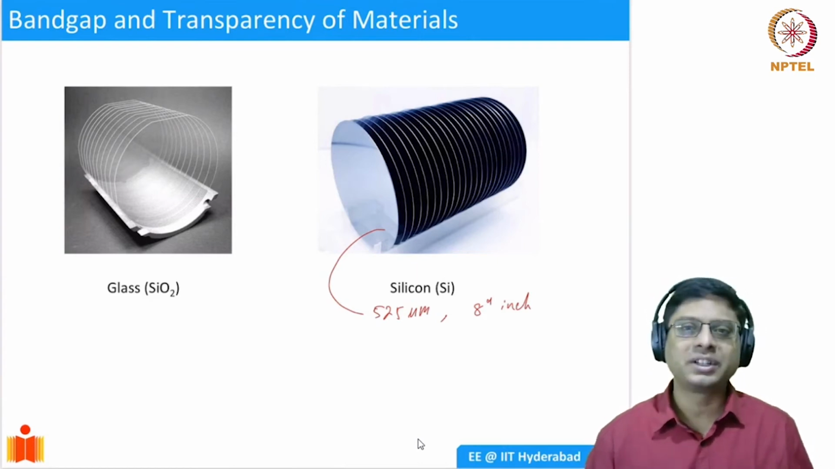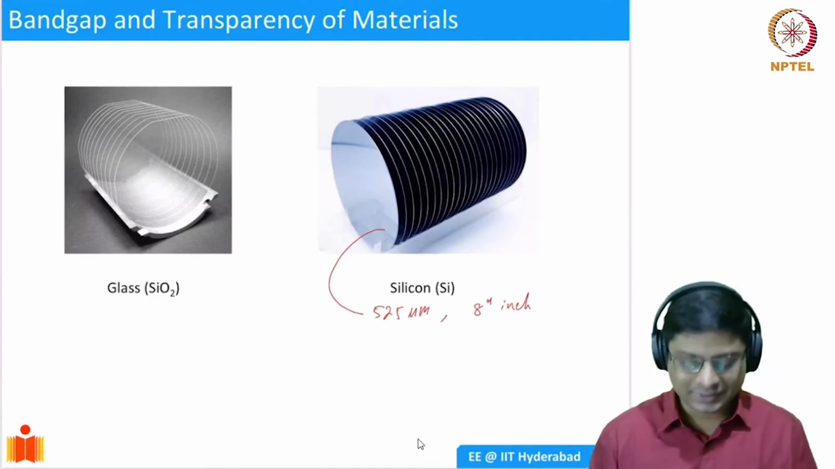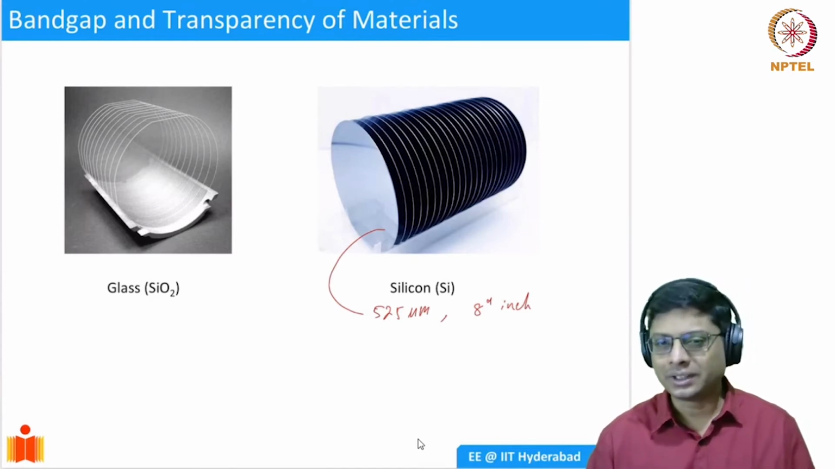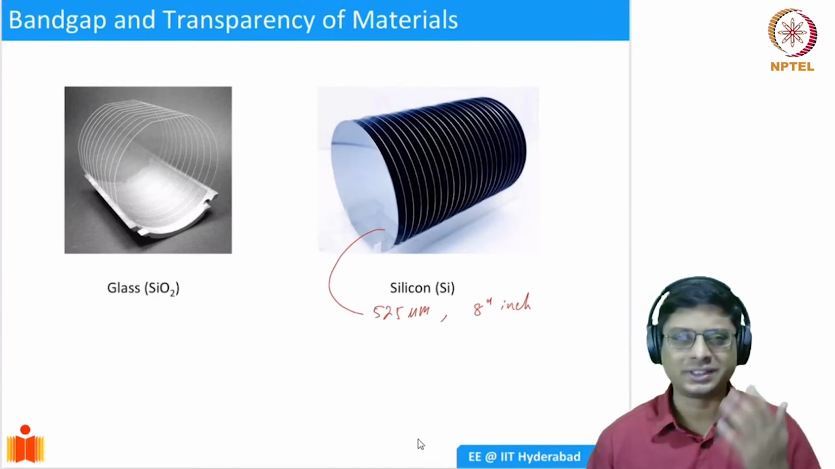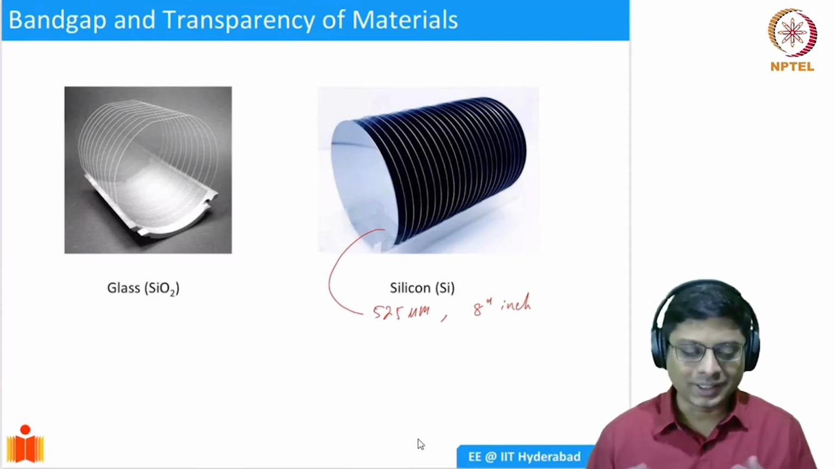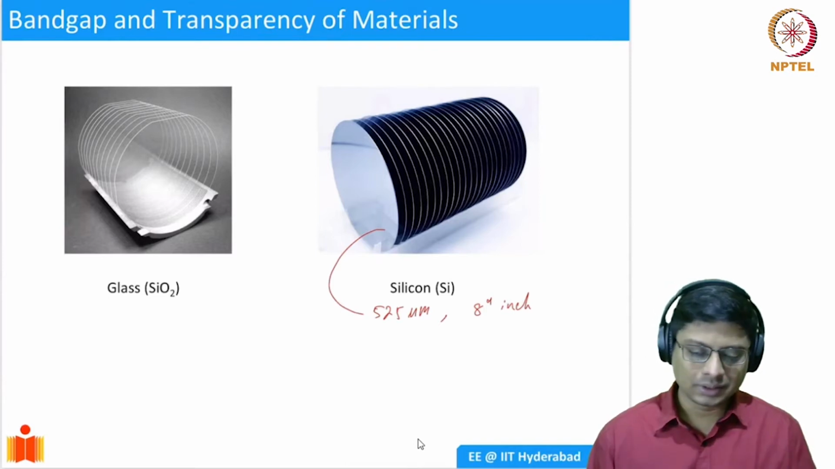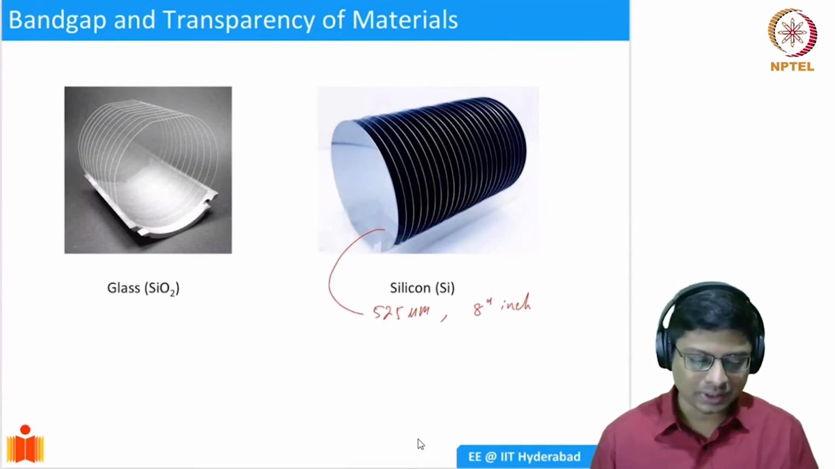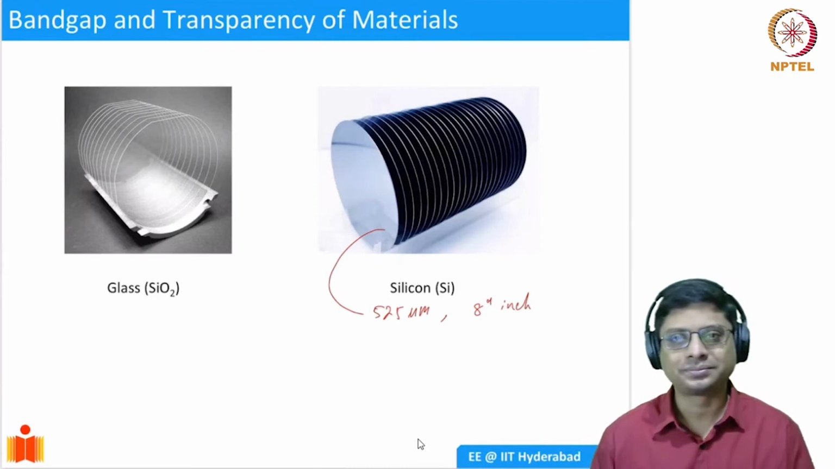You could also do a similar thing for glass. So glass is silicon dioxide. But if you look at it, glass is transparent. I mean, we see that every day. Silicon doesn't look like it's transparent. Why is this difference coming from? Okay. The difference, it turns out, comes from the band gap.